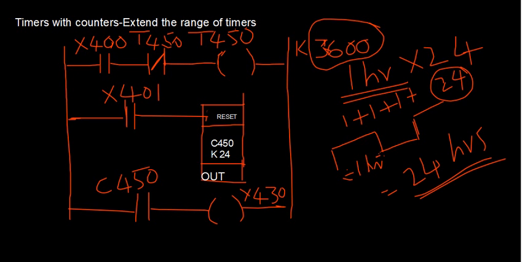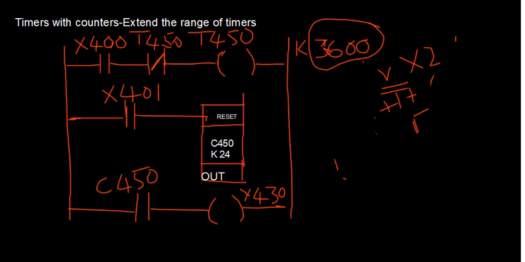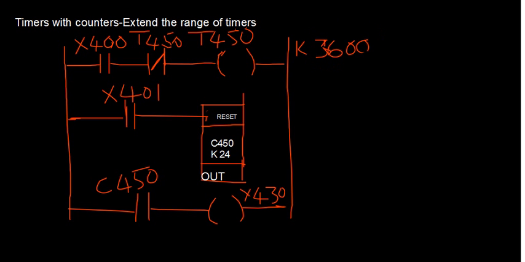The same thing is represented in this diagram. You can see here how exactly it is materialized. So you have one input X400, which is to turn on the action of the timer. And since K is 3600 seconds, the timer will give you the output after a delay of 1 hour. So therefore I must have that timer contact coming here.